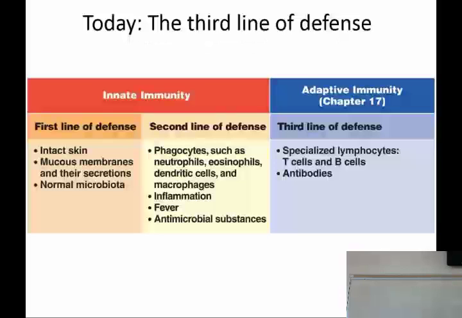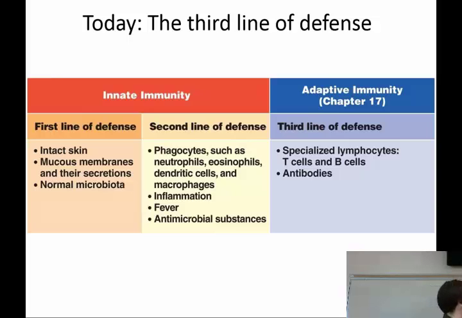Okay, so this is again just to remind you, we've got two lines of defense in innate immunity: your skin, mucous membranes, secretions, and microbes. The second line of defense is white blood cells that can resolve things, inflammation, fever, and various antimicrobial substances. And right now we're going to move into the third line of defense. Okay, this is the adaptive immune response.